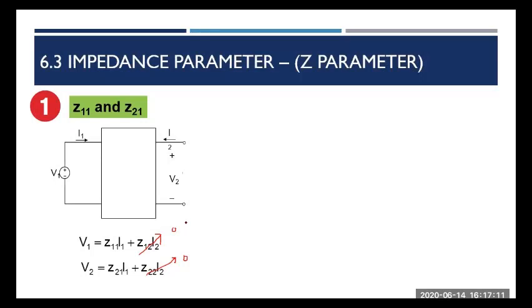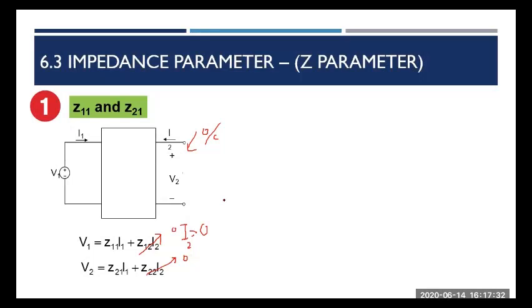How can you get I2 equals to 0? I2 equals to 0 can be obtained by setting your output port as open circuit. So this is open circuit.